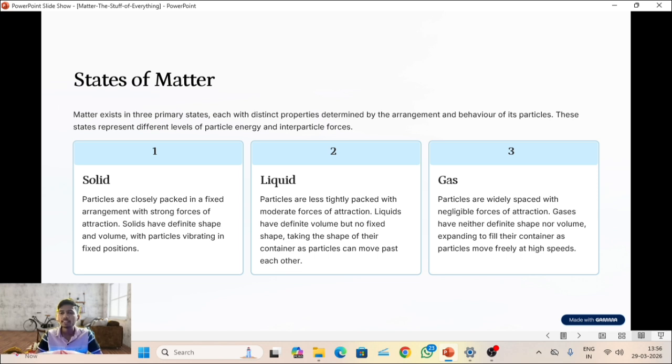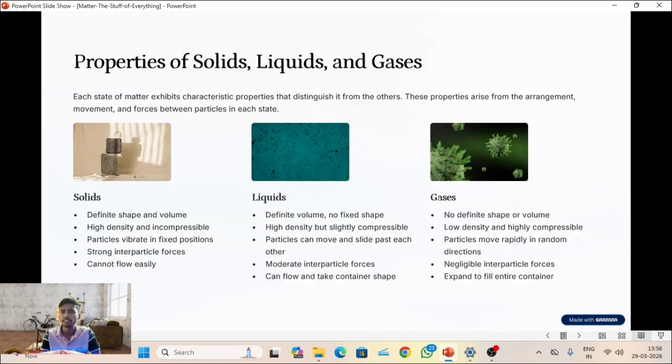इन तीन स्टेट्स ऑफ मैटर के अलावा कई और स्टेट्स के बारे में भी आप हायर क्लासेस में पढ़ेंगे, जैसे कि प्लाज्मा एंड बोस आइंस्टीन कंडेंसेट. अब हम आते हैं अगले पॉइंट पर, जो कि है प्रॉपर्टीज ऑफ सॉलिड, लिक्विड एंड गैस.